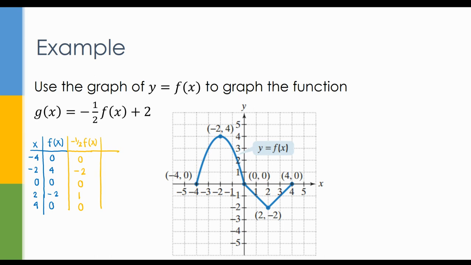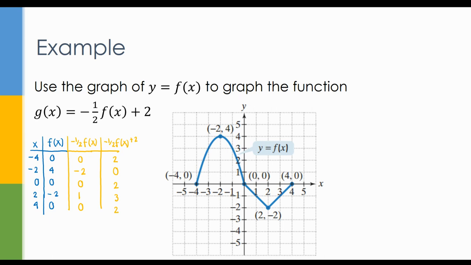Okay, now I want to take that information and add 2 onto it. Since the 2 is on the outside, it is getting added onto the f of x column that we just created. So 0 plus 2 is 2. -2 plus 2 is 0. 0 plus 2 is 2. 1 plus 2 is 3. 0 plus 2 is 2.